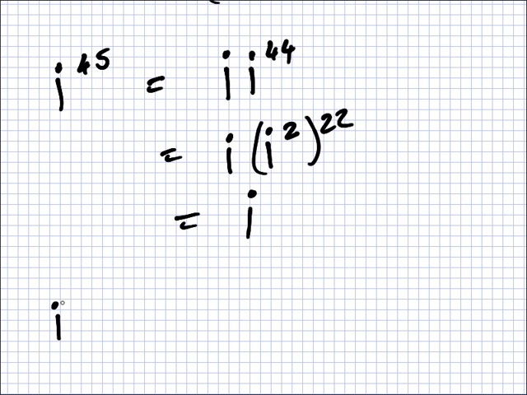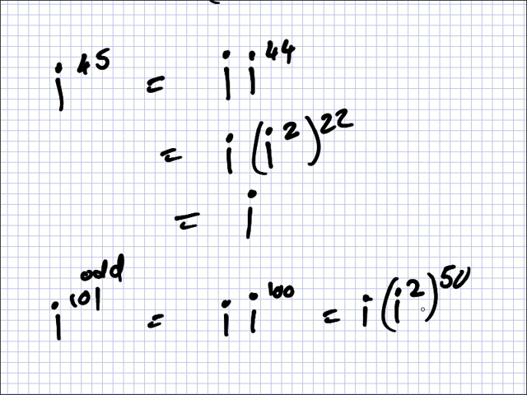So like if I said i power 101, that's an odd number, right? So I should change that into i times i power 100. And then that's i times i squared to the power 50. Well, i squared is minus 1 to the power 50. Try again. 1. So the answer here is i. So you can always divide by 4 and the remainder is the power.